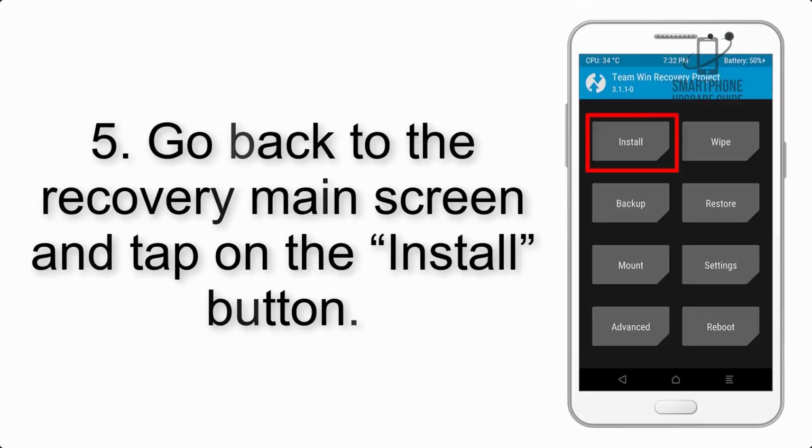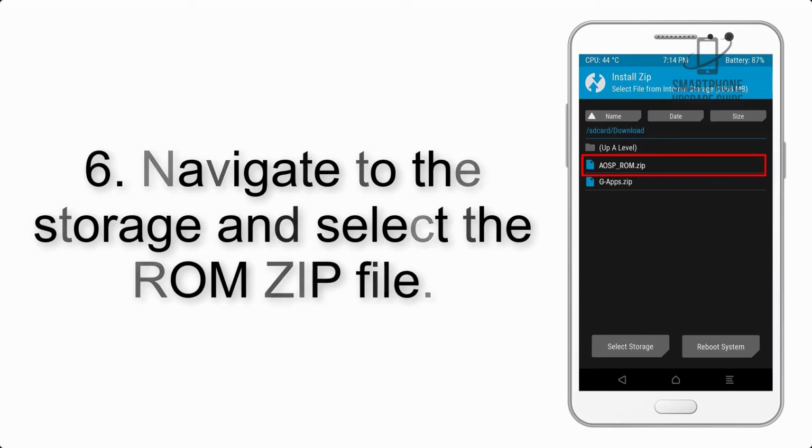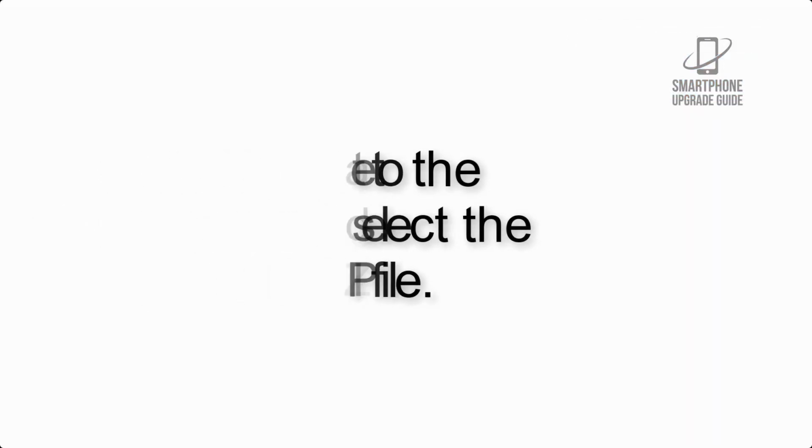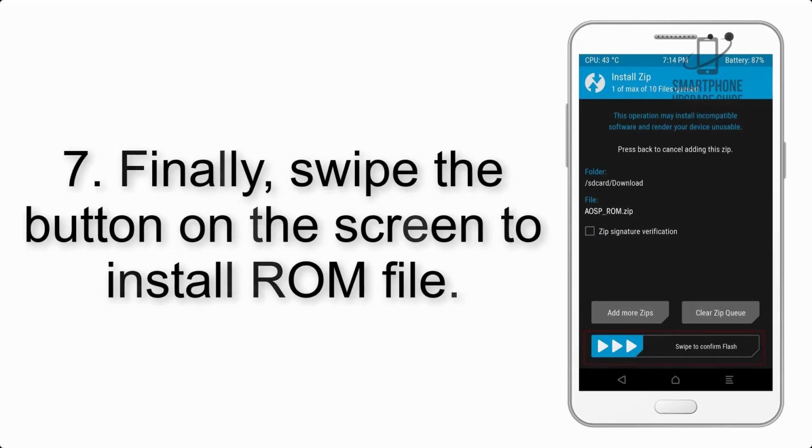Step 5. Go back to the recovery main screen, and tap on the Install button. Step 6. Navigate to the storage, and select the ROM zip file. Step 7. Finally, swipe the button on the screen, to install the ROM file.